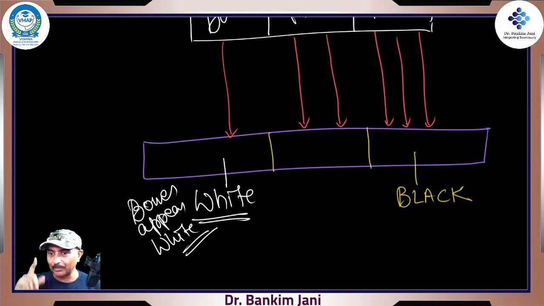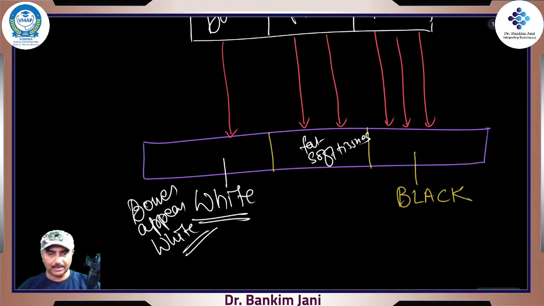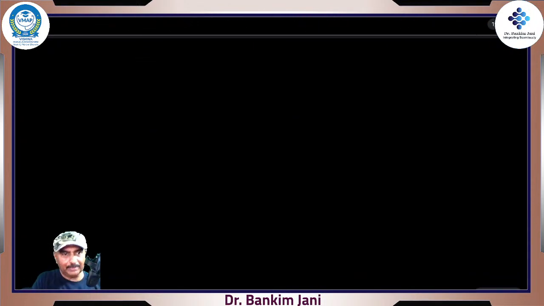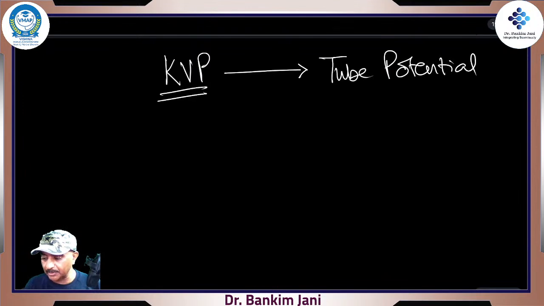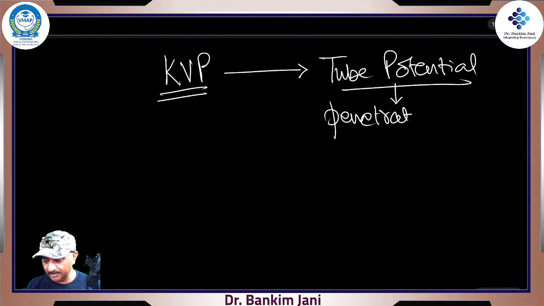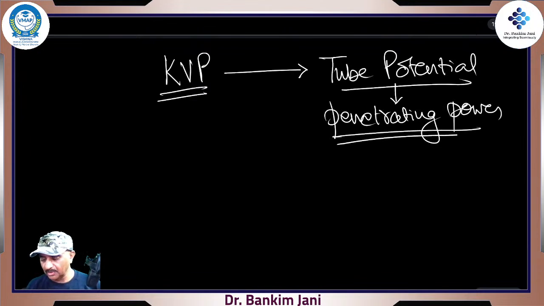And now you know very well why lung fields appear dark, appear black, and bones appear white. In between, fat or soft tissues appear something in between. The same thing is converted into digital X-rays, and things go accordingly. So what we learned from this: when we talk about KVP, in very simple words, kilovolt peak, it is also called the tube potential. That is the kilovolt you give to your tube so that the electrons fire. This is related to penetrating power, because the more powerful the rays, the more they will be able to pass through.